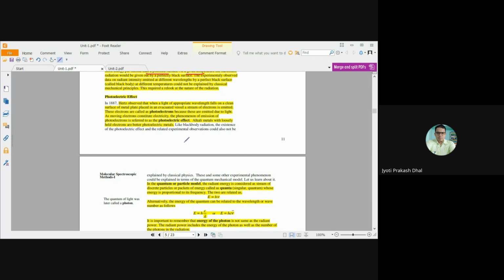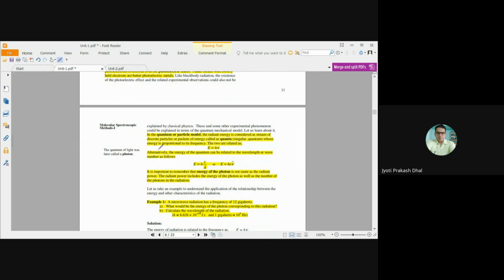Now coming to the quantum or particle model, the radiant energy is considered as a stream of discrete particles or small packets of energy, that is called quanta. The radiation emitted by a substance is not in a continuous manner but contains small packets of energy discontinuously.